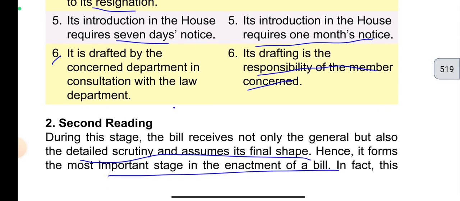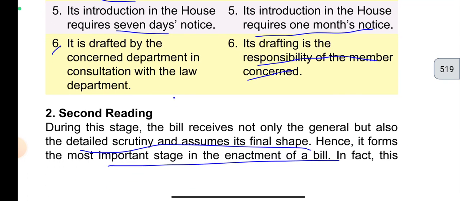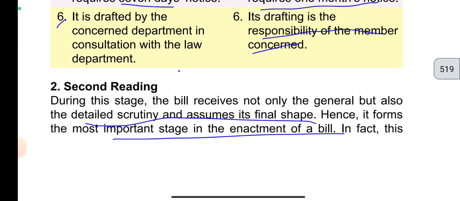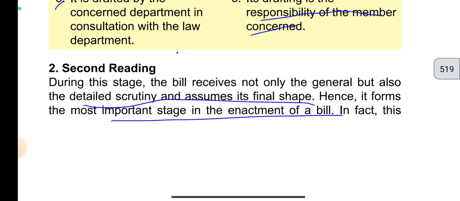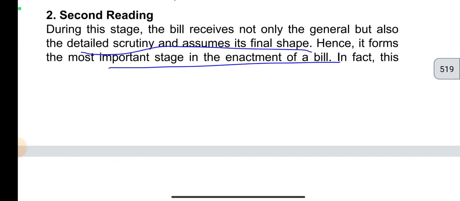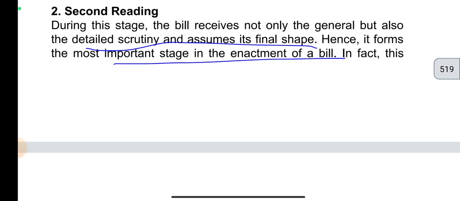Public bills introduction in the house requires 7 days notice. And private members bills or private bills, its introduction in the house requires 1 month's notice. So it is drafted by the concerned department in consultation with the law department. Private member bills, its drafting is the responsibility of the member concerned. ठीक है, तो पब्लिक बिल्स को इतने सारे फैसिलिटीज मिलते हैं.